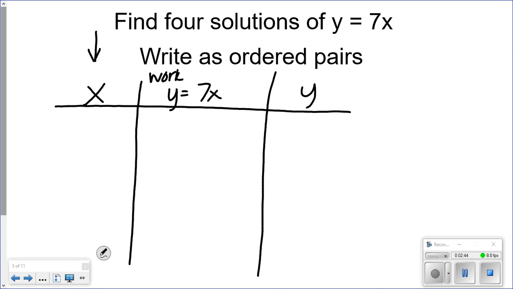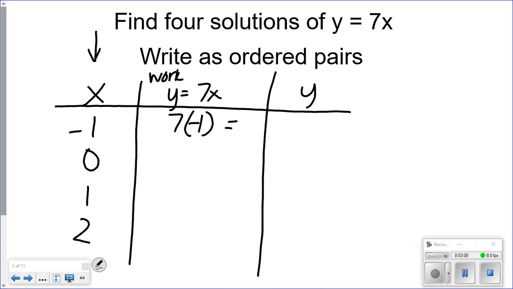The numbers I like to use are -1, 0, 1, and 2. That's simple. And the reason we're using those simple numbers is so our equation is simple and our answer is simple. Now, how do you use this work column? What you're going to do is take your column here, put in for X, and solve for Y.